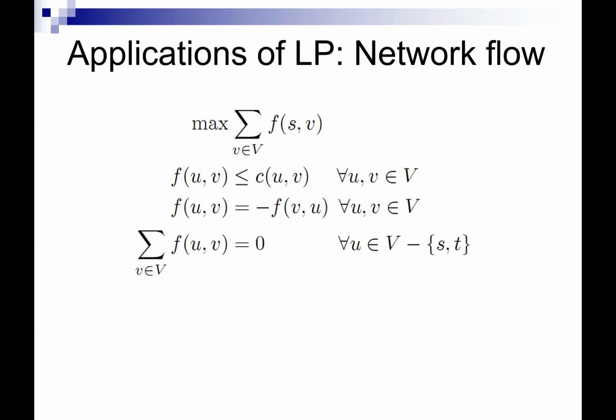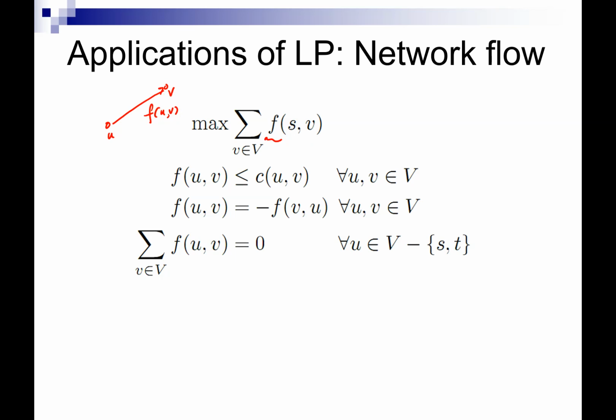Just to give you one sample application of linear programming, we can actually use this to solve network flow. The way we do this is that in network flow, we have these edges, and for each of these edges, we're going to associate a flow value. So for each edge UV, we're going to let f(UV) be the amount of flow from U to V in a solution to a network flow.